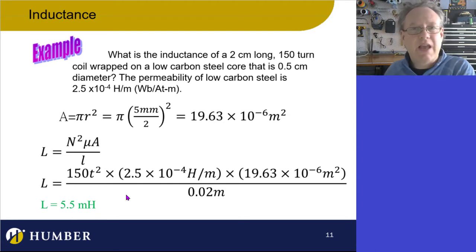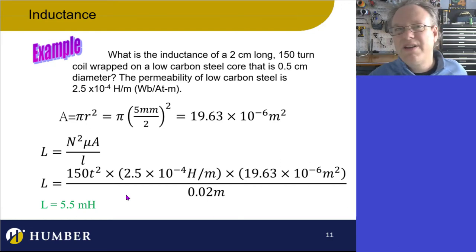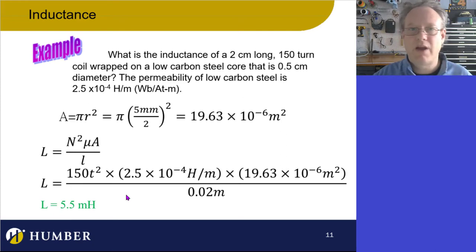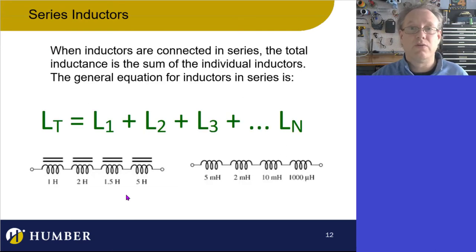You're going to see millihenries, you're going to see henries, you're going to see microhenries. You may not see pico or nanohenries, but you're definitely going to see millihenries and microhenries, so get used to those. So let's put some of these together in series and in parallel and see what the formula is. It's just like putting resistors in series and parallel, and the formulas are exactly the same.